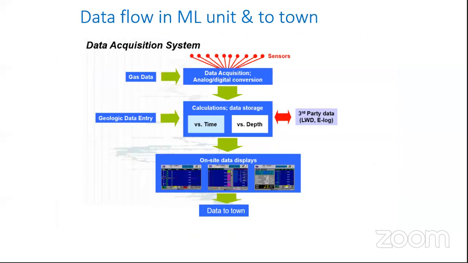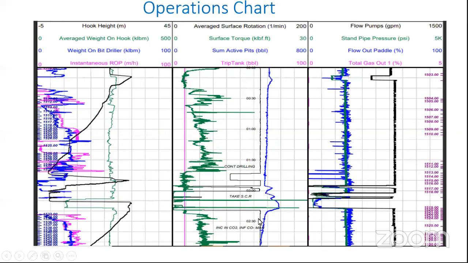Okay. So again, this is just an example of how the acquisition system is. So many sensors are there, and then the gas data is there. The entry, the analysis entry. And then these displays are there, then import of the LWD data from the LWD guys and vice versa. And then finally, the logs or the data can be transmitted to town. Okay. Another very important, these are still the basic duties of the mudlogging crew. We're not going to advance yet.